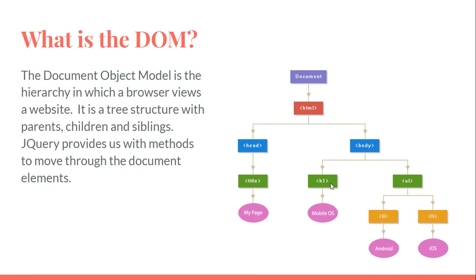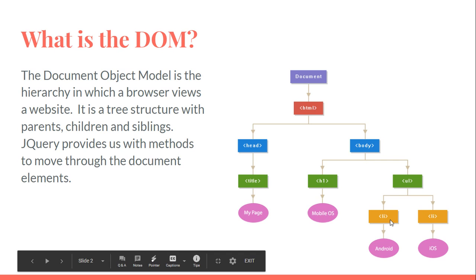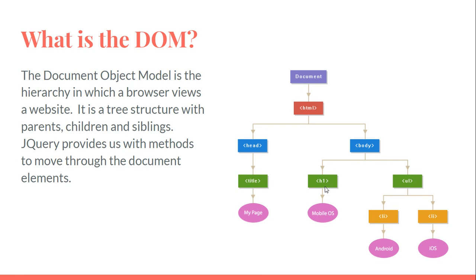Body, on the other hand, has two children, H1 and UL. UL then has LI children as well. Important to note that UL and H1 are siblings, but H1 and title are not siblings because they do not have the same parent. jQuery provides us with methods to move through the document, as well as to remove elements from the document and to add elements to the document as well. And this happens on the fly without having to leave the page.